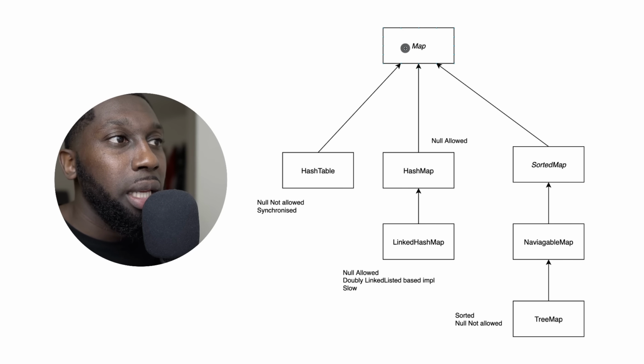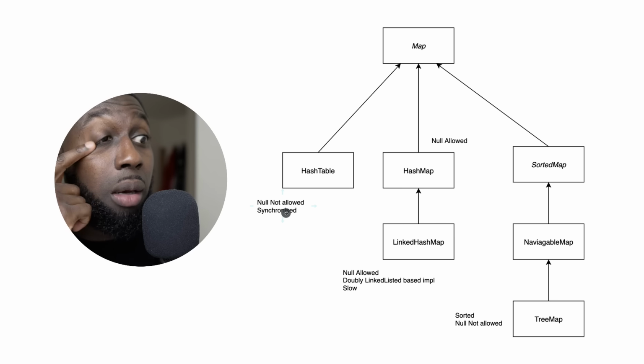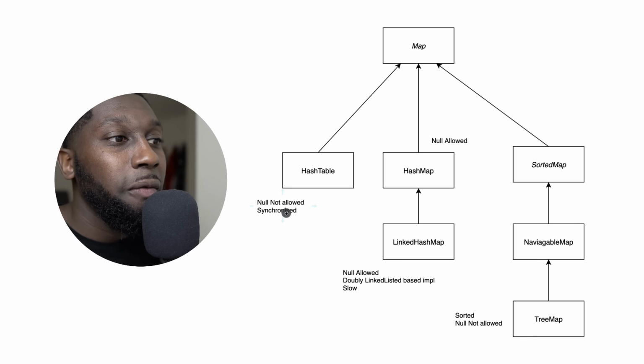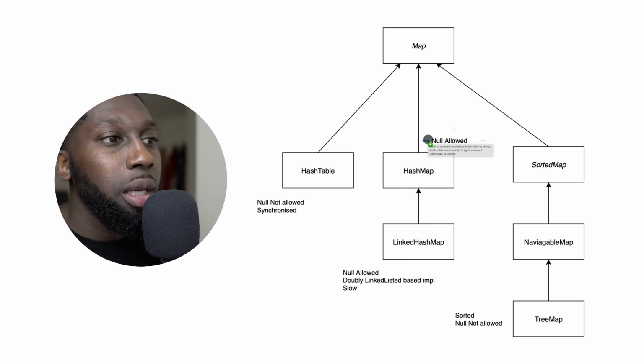And basically, this map right here is the interface, and you have a couple of implementations. So you've got the Hashtable right here, and you've got the HashMap. So here, nulls are not allowed, and it's synchronized. So if you want to do a bunch of multi-threaded stuff, then Hashtable, there's a bunch of synchronization, which slows things down. And then you've got the HashMap right here, where nulls are allowed in here, and it's not synchronized in a nutshell, right?